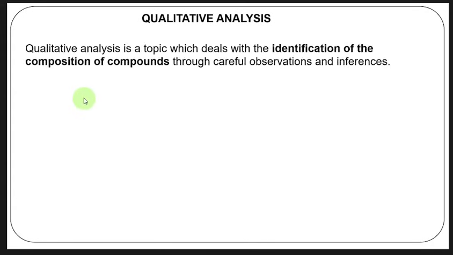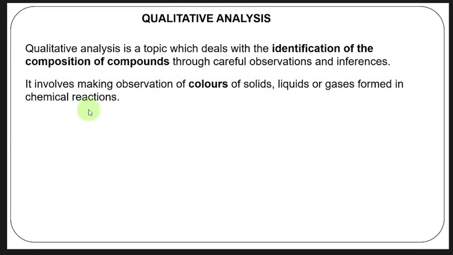So we are saying qualitative analysis is a topic which deals with the identification of the composition of compounds through careful observation and inferences. So just like we have food test in biology, also in chemistry we have a topic known as qualitative analysis, which we use to identify the composition of unknown compounds. Alright, so we are saying it involves making observation of colors of solids, liquids, or gases formed in chemical reaction.